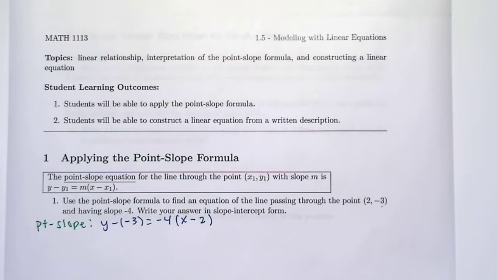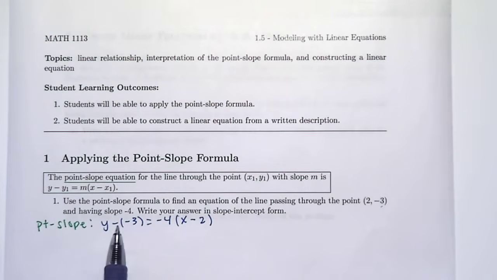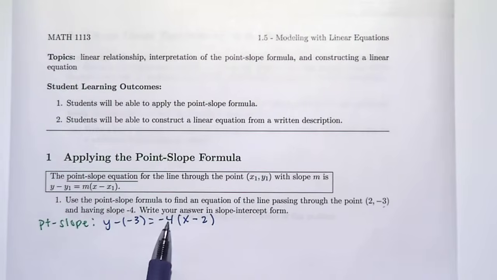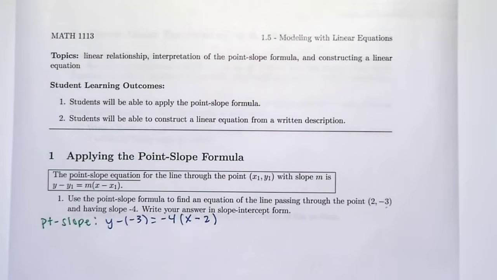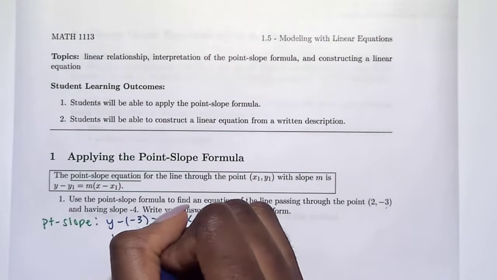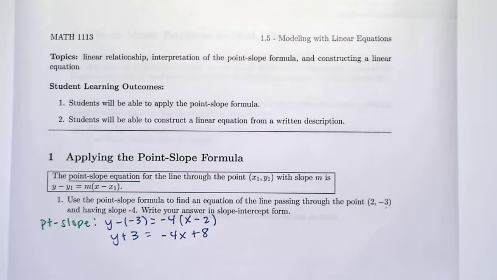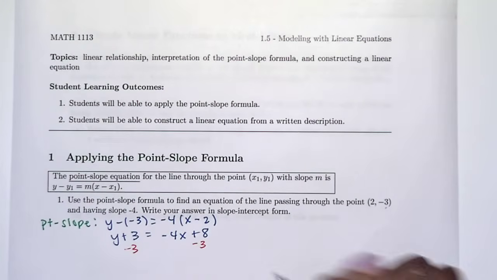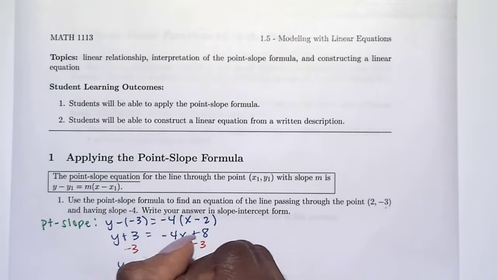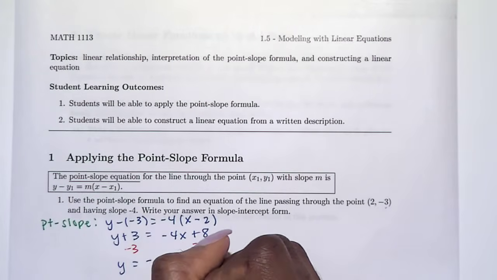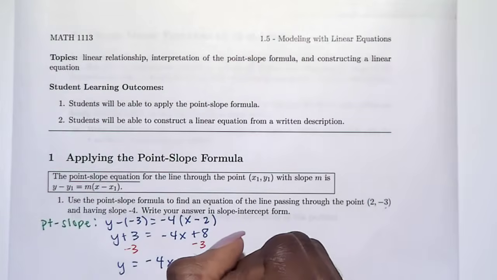All right, so we did it. That is point-slope formula, and we want to write our answer in slope-intercept form, which basically means we just need to simplify and solve for y. So I'm going to make this a +3 and go ahead and distribute this -4. Okay, now all that's left to do is subtract 3 from both sides. Eight minus 3 is 5.